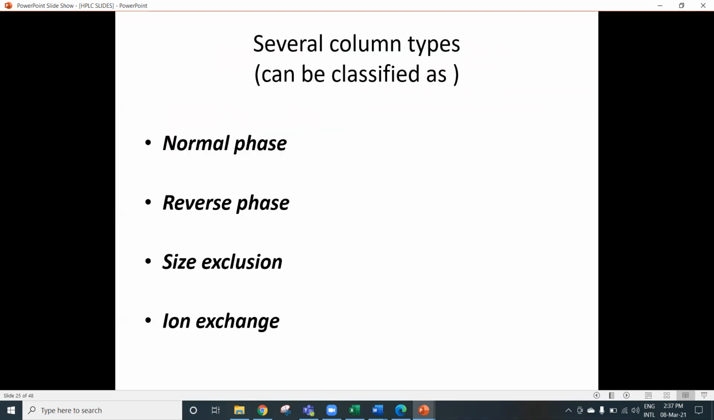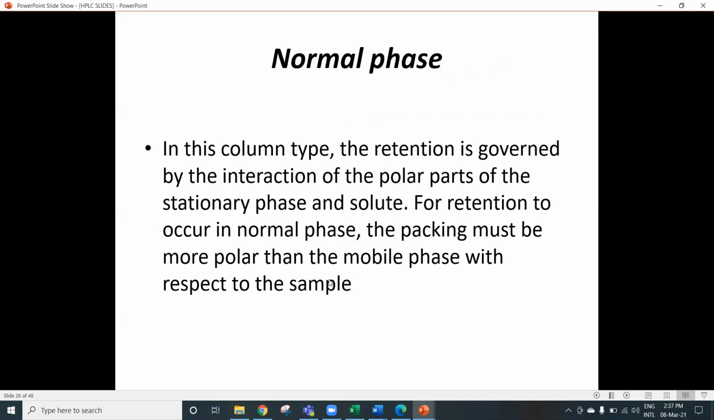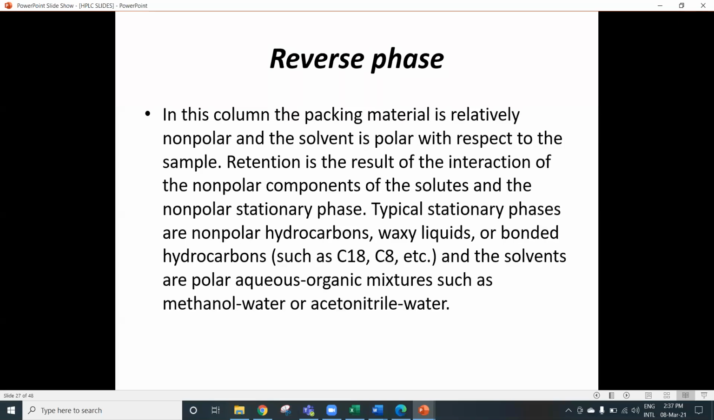So we looked at different column types: normal phase, reverse phase, size exclusion, and ion exchange. So for normal phase, we are trying to reiterate what I've said before. The retention in normal phase is governed by the interaction of the polar parts of the stationary phase and the solutes. So we know that in normal phase, your stationary phase is polar and your analyte is also polar, while your mobile phase is non-polar.